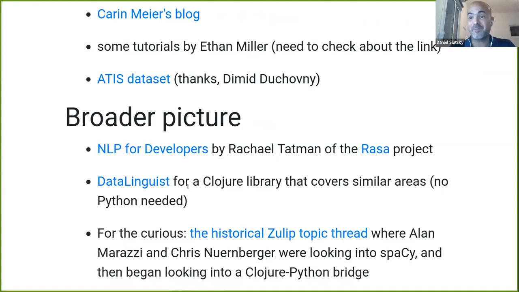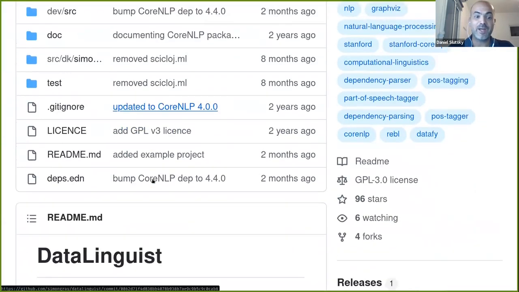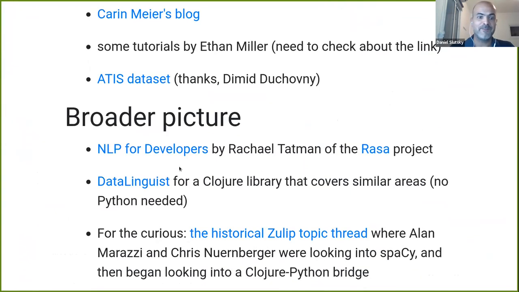And data linguist is something we should mention. It is a Clojure library, let us look into it, by our friend Simon Gray. It is wrapping another piece of technology called Stanford CoreNLP. We should play with it in the future, just not today, because for pedagogical reasons, spaCy felt so right, and also because spaCy is so right for certain types of problems. But that will be a topic for future sessions. And hopefully Simon will also teach us about it one day.